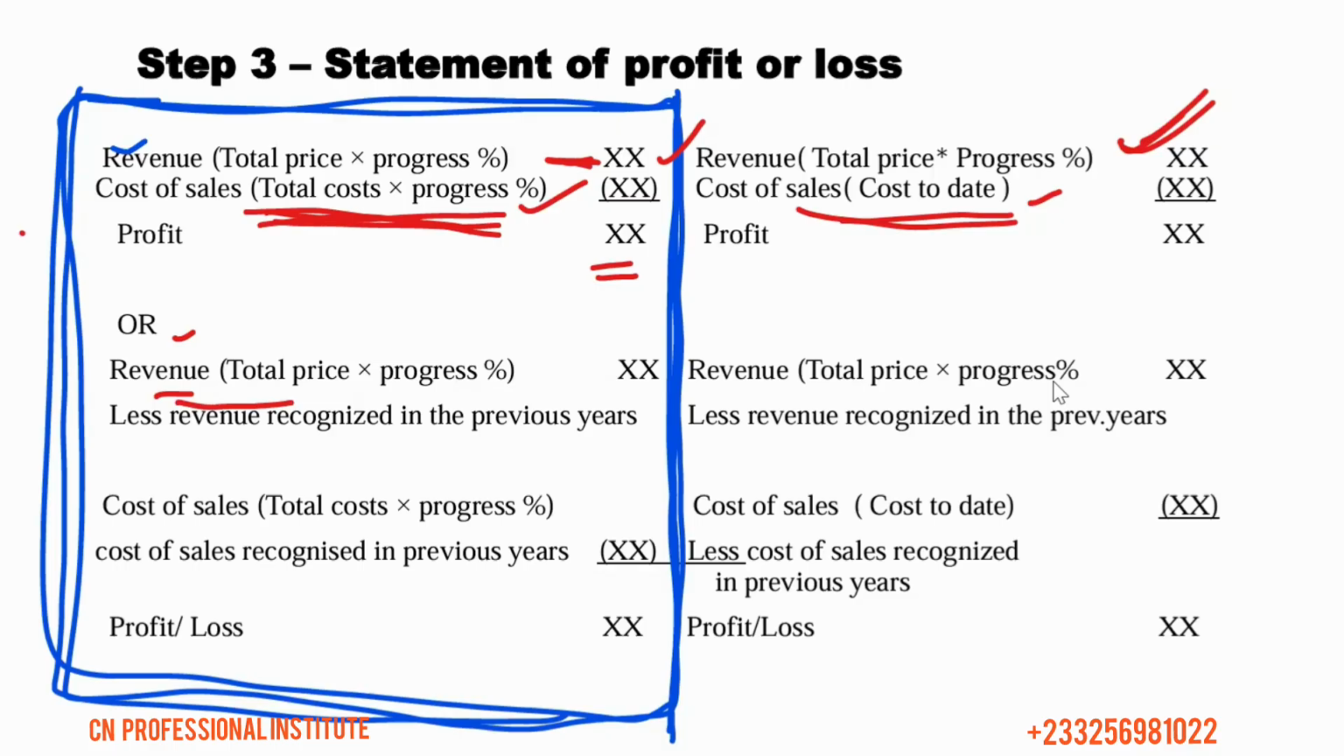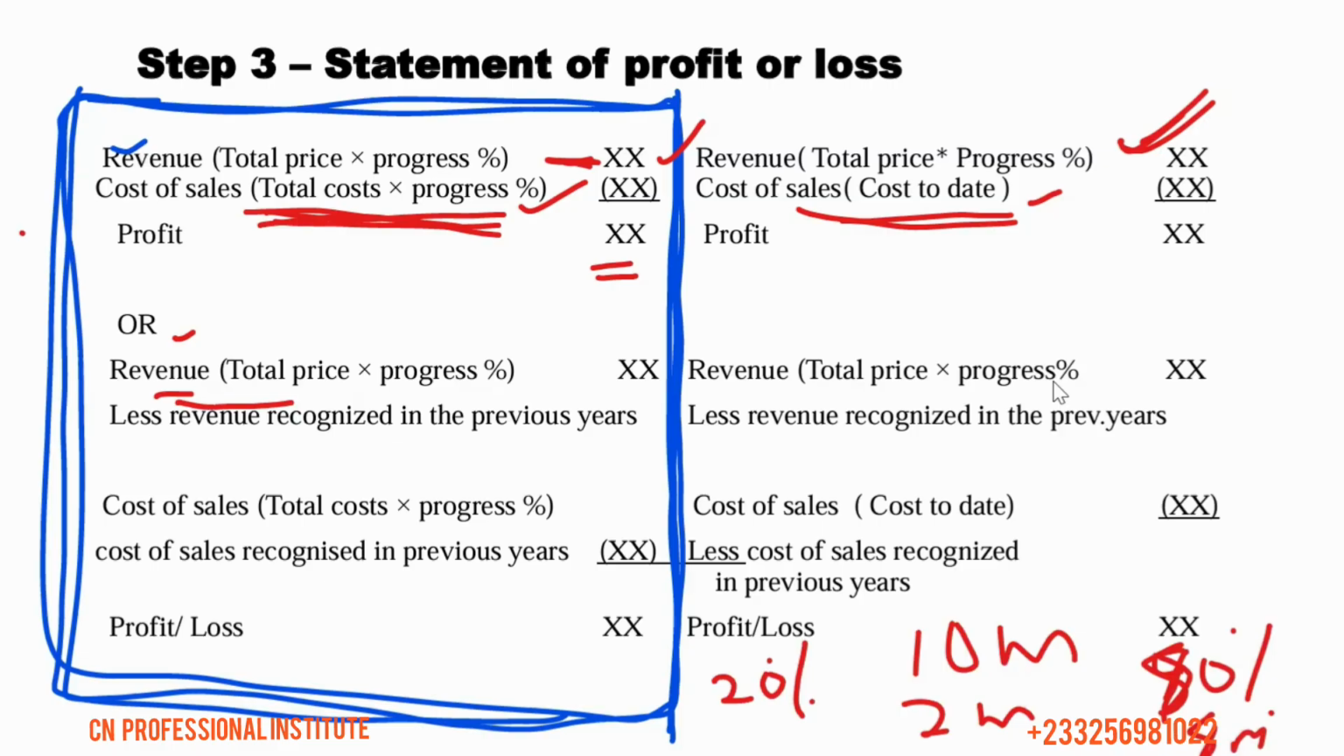Okay, so let's say your contract is 10 million. First year you were 20% complete. So 20% of 10 million will give us, if I'm right, 2 million, right? So year one we record 2 million revenue. Then you continue. By year two, your progress has moved to 80%. So 80% of 10 million will give us what? 8 million, right? So year two, you are 80% complete. 80% by the 10 million is 8 million.